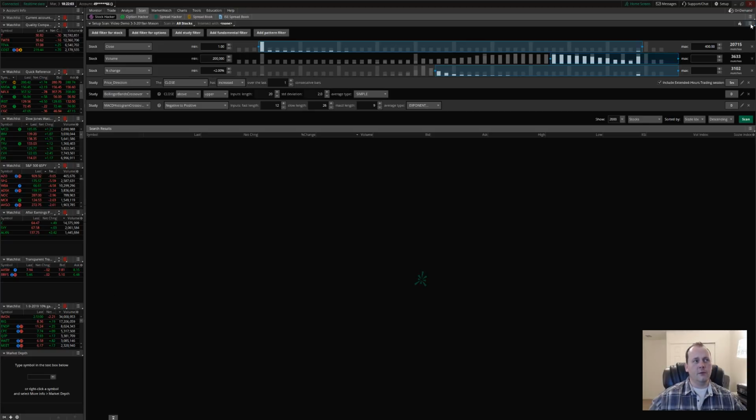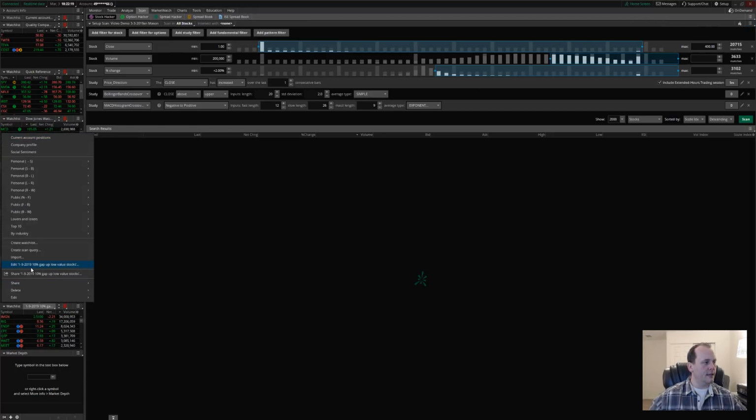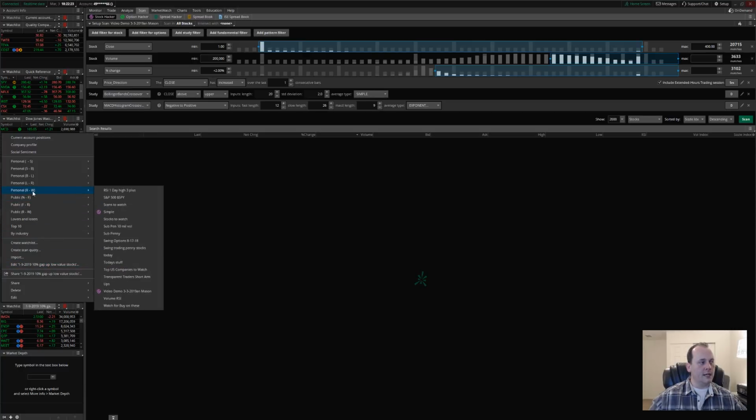But be sure, if you want to save a scanner as a watch list, you need to click right there and save scanner. That's how you do it, and you'll just type in a name and save. So I'm going to come over here, highlight that, and I'm going to look for it. Because I created it, it will be under personal over here, and here it is.